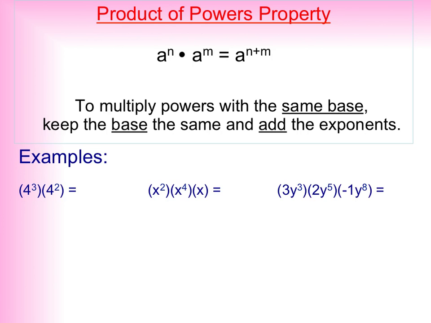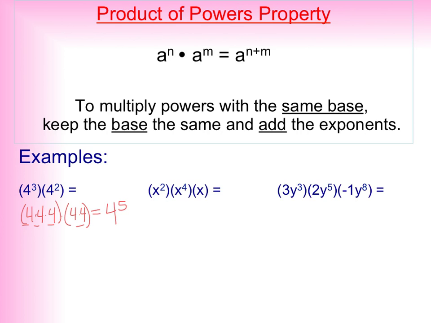4 cubed, realistically, and I'll show this one expanded, means 4 times 4 times 4. And then if we're going to multiply that by 4 squared, which is 4 times 4, what we really have here is 1, 2, 3, 4, 5 fours. So we can technically rewrite that as 4 to the 5th power.